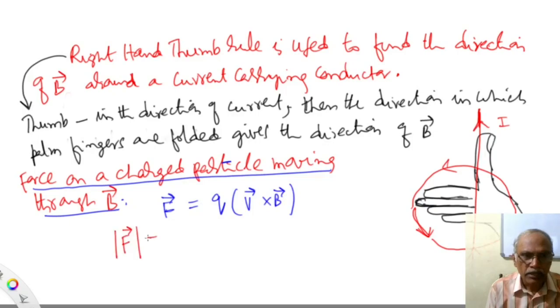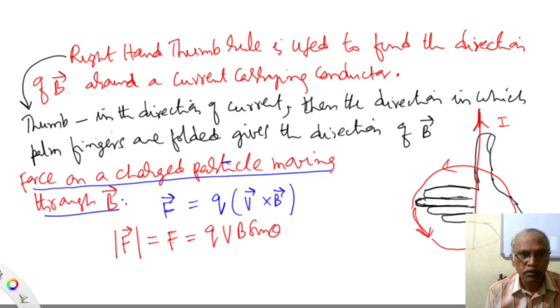you can write it like this: F is equal to QVB sin theta. In this equation, you should know the meaning of each and every term. In this, F is the force on the charged particle. Q is the charge of the particle. V is the velocity of the particle.